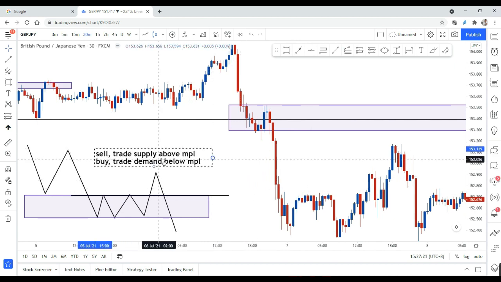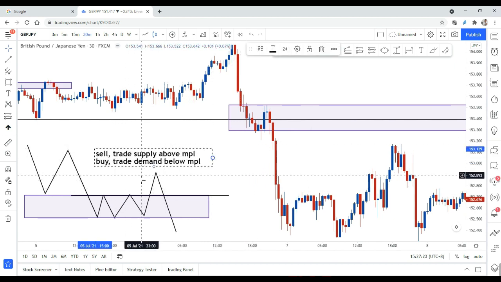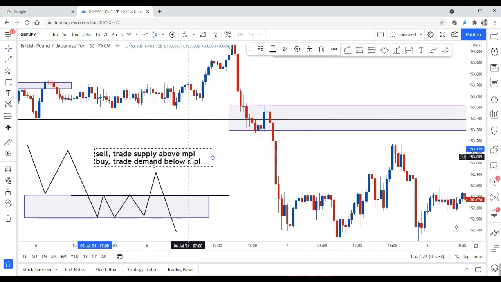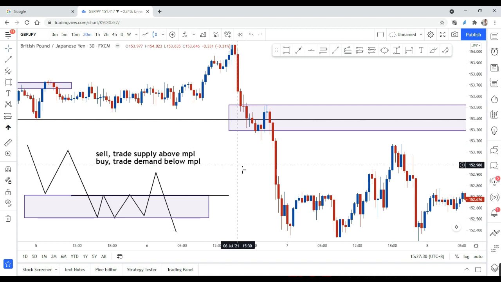So we have our rules over here. For sell, now we're looking for a sell: trade a supply zone above MPL. Of course, I will not judge how other people draw their supply or demand zones, that is up to you. But for me, if you are following me, I'm not saying follow if you believe what I said, you can backtest it. This is how I draw my zone.